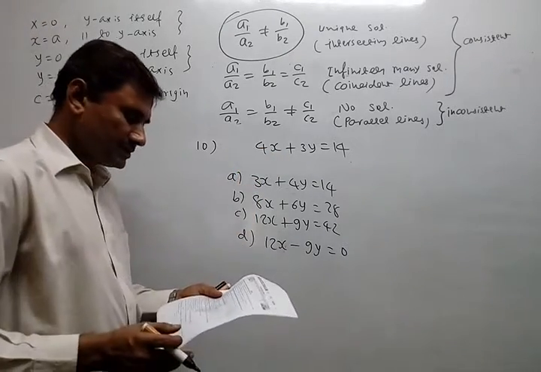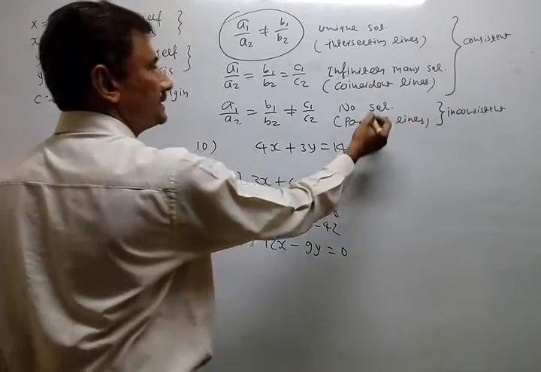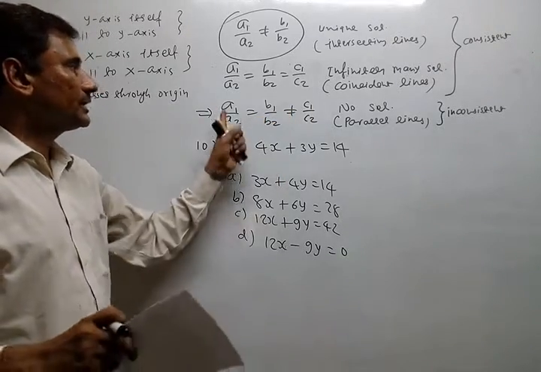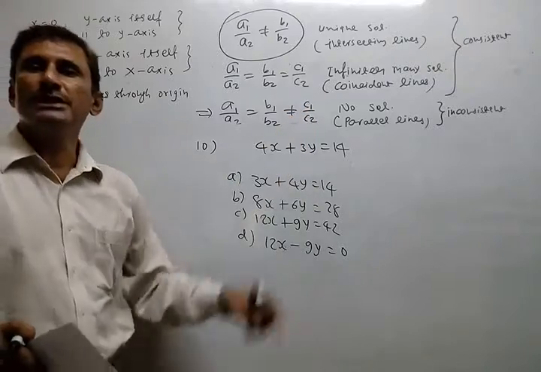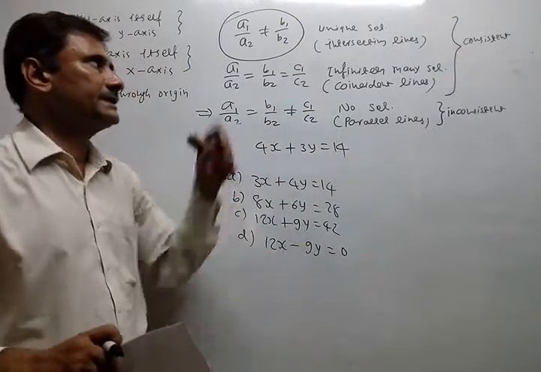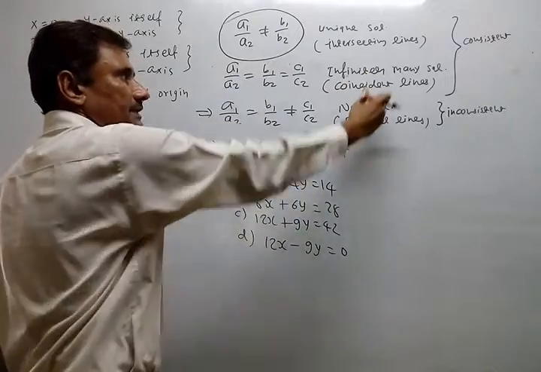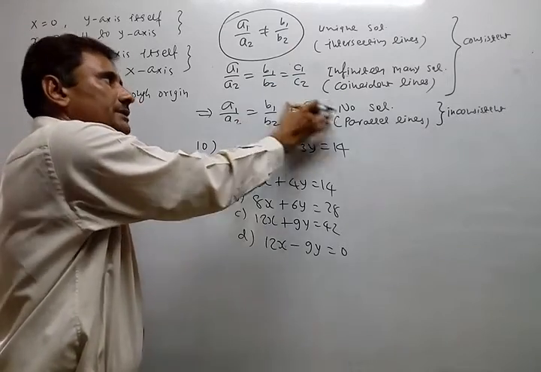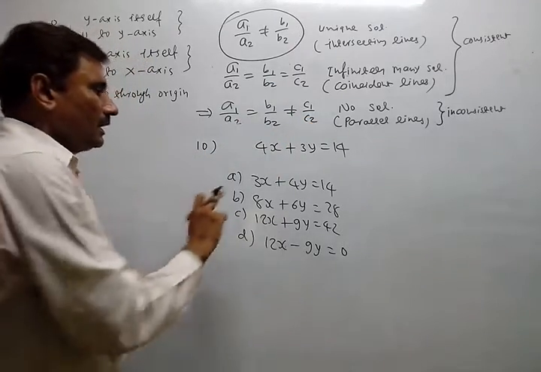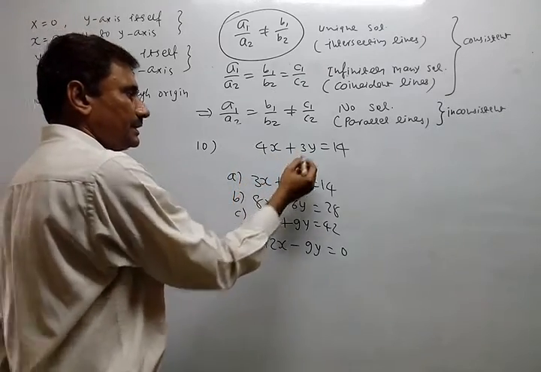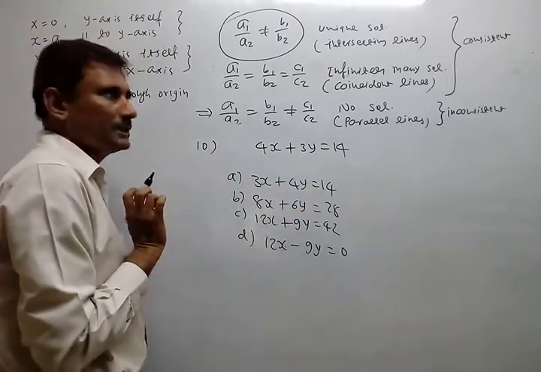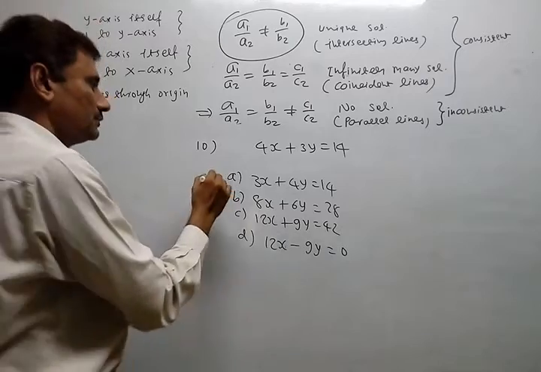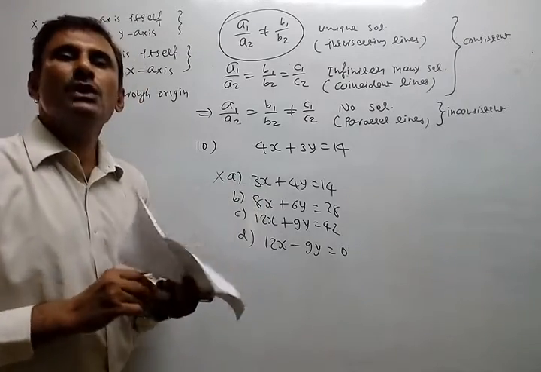Now look at the condition of parallel lines. The first two ratios must be equal and the third should be different. This is the condition of parallel lines. Understand and remember all these things, since all conditions are written together here. Now look here: 4 by 3, 3 by 4, and 1. Obviously the first two are not equal. The first two must be equal and the third should be not equal. So that's gone. This way only you have to get the answer.